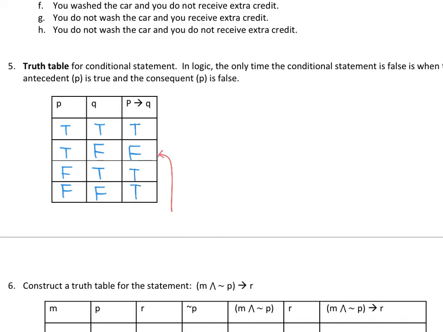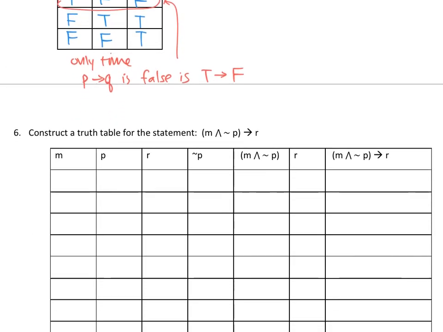So I'll make the comments here. The only time P implies Q is false is when true implies false, right? So I'm going to circle this part. Everything else is true, basically. All right, let's look at the next question.